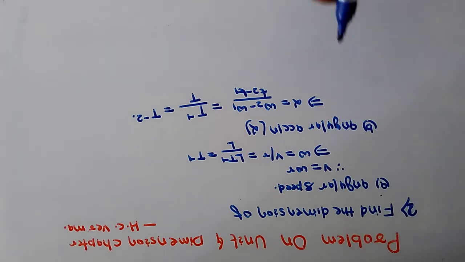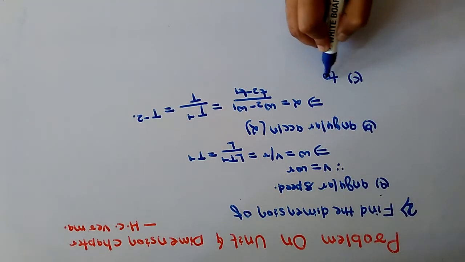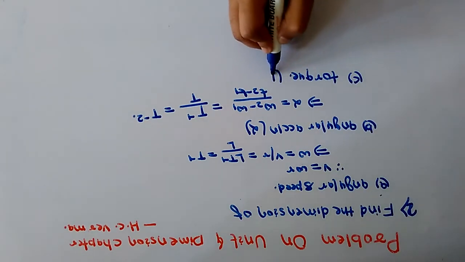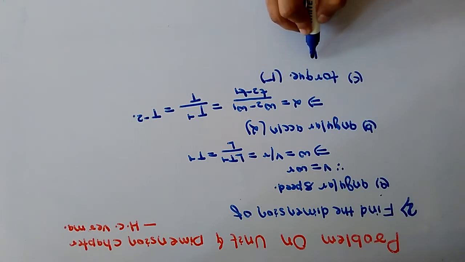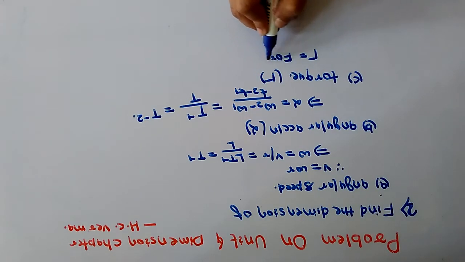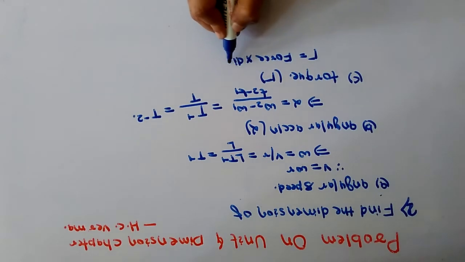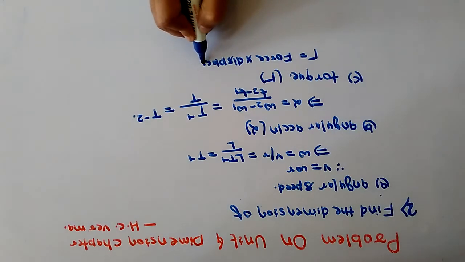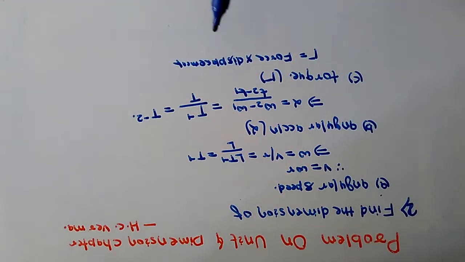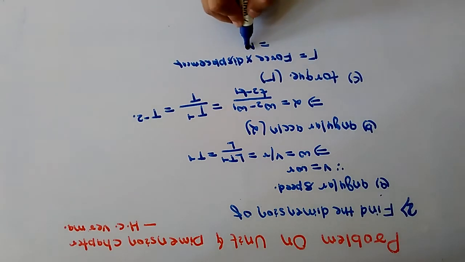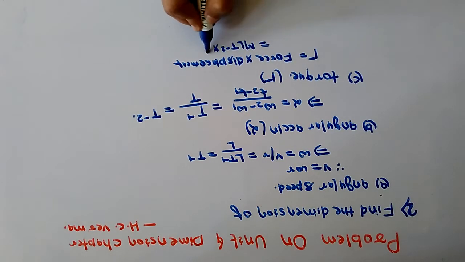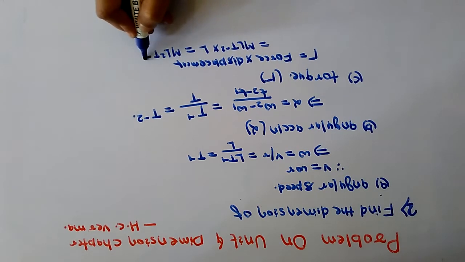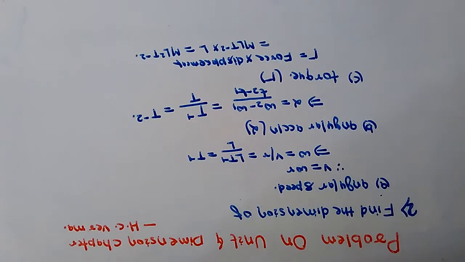And the third is to write the dimension of torque. The formula of torque is force into displacement, or distance. So this is MLT^-2 into L. So it can be written as ML^2 T^-2. This will be the dimension of torque.